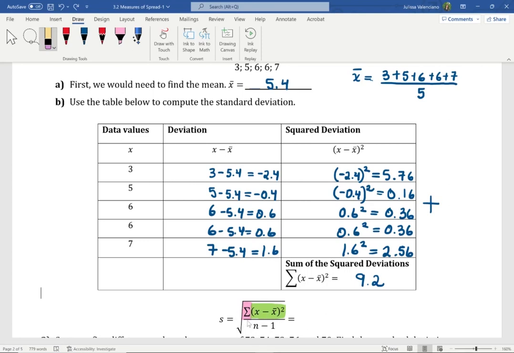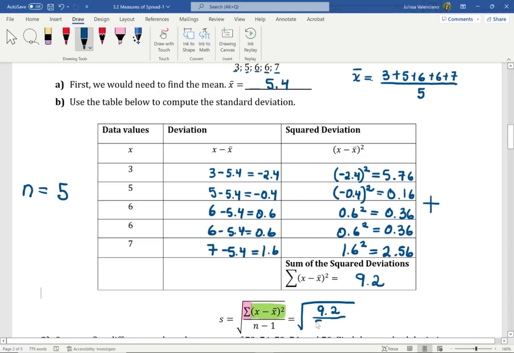So now we can say s is equal to the square root of 9.2 divided by n minus 1. What is n here? Remember, n is the number of data values that you have. Our n value here is 5. You have 1, 2, 3, 4, 5 data values. So n here is 5. We are going to have 5 minus 1 in the denominator. Let's go ahead and simplify.